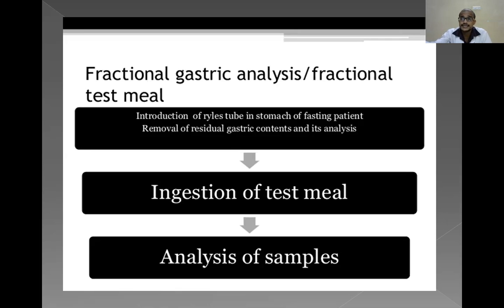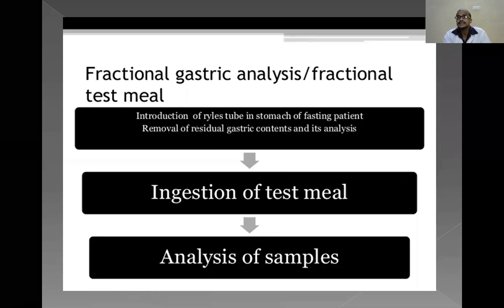In the previous session also, while dealing with the analysis of different body fluids, we had seen that the Ryle's tube or the nasogastric tube is introduced through the nostrils and sent to the stomach. From the other end we draw the gastric contents by syringe. So all this we have seen. Introduction of Ryle's tube in the stomach of a fasting patient, removal of residual gastric contents and its analysis. Mostly the gastric contents are analyzed for acidity, HCl.